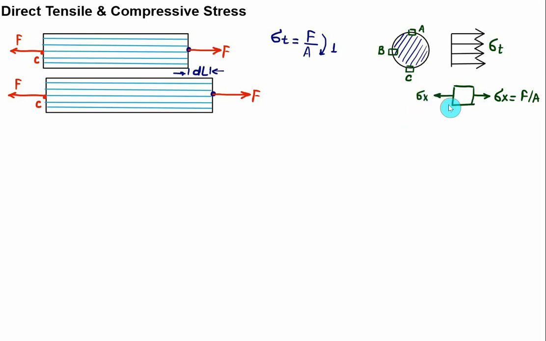So this is the state of stress at point A, as well as B and C, or anywhere in this cross section. That is, the stress distribution in this case is a uniform stress distribution.